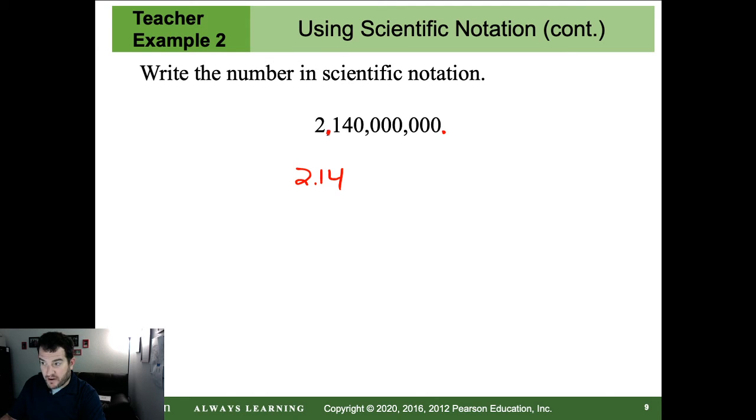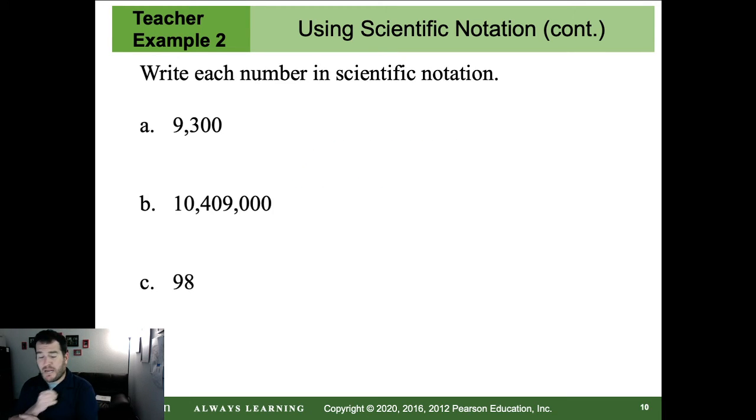Now I have to go from here, 1, 2, 3, 4, 5, 6, 7, 8, 9, times 10 to the positive 9. It's 10 to the positive 9 because this is the one that I put right here. This is the original, even though I wrote it in red. It's not there, but that's where it is. I'm moving to the right, so it's going to be a positive 9. So go ahead and pause the video and try these.